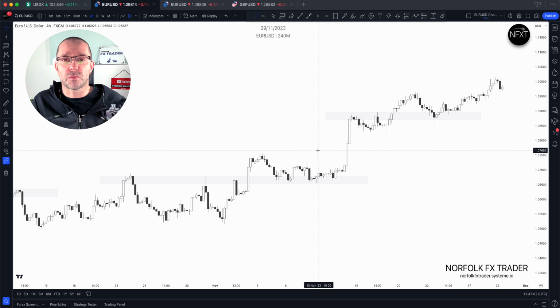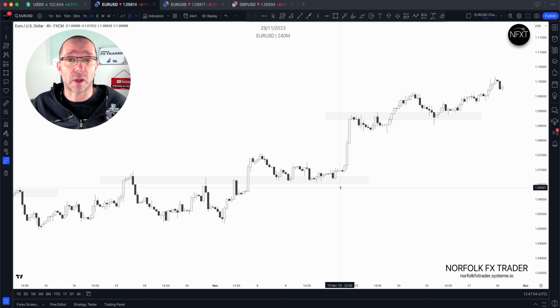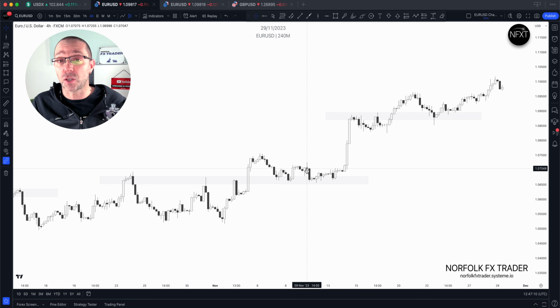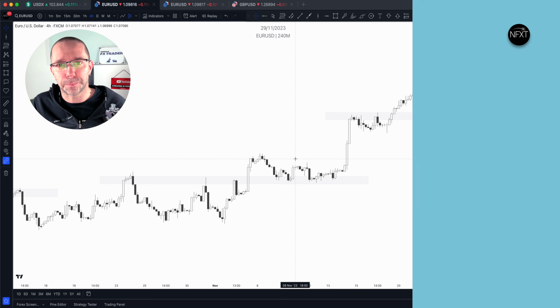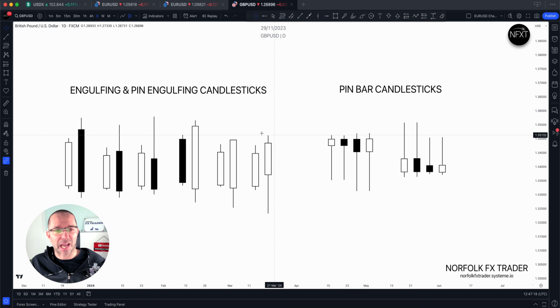Before we go on to looking for a potential trade, how to use the candlesticks, and what you'll be looking for as a target, let's now go over those three types of candlesticks in more detail. So let's look at these candlesticks. We have the engulfing and the pin engulfing candlesticks here, and then to the right, we have the pin bar candlestick.